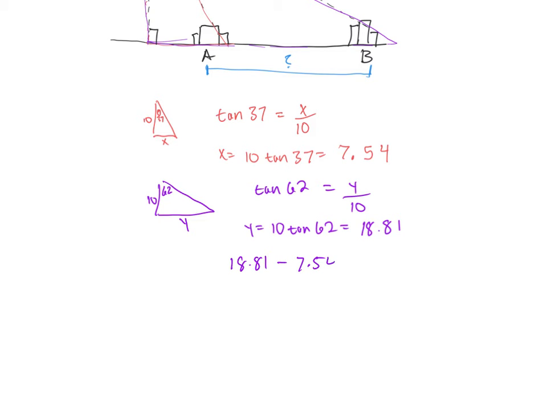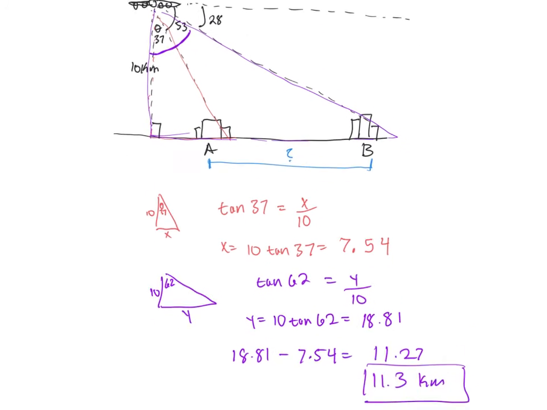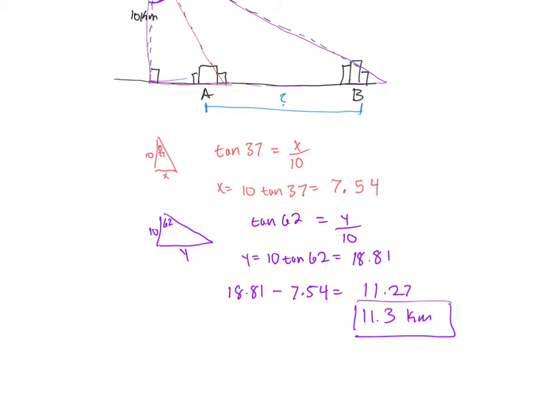Subtract the 2, so y minus x should give me my actual distance. So 18.81 minus 7.54, that gives me around 11.27, and they wanted to round it to 1 decimal place, so it's actually 11.3 kilometers apart. This was in kilometers. Yeah, the first unit was in kilometers.